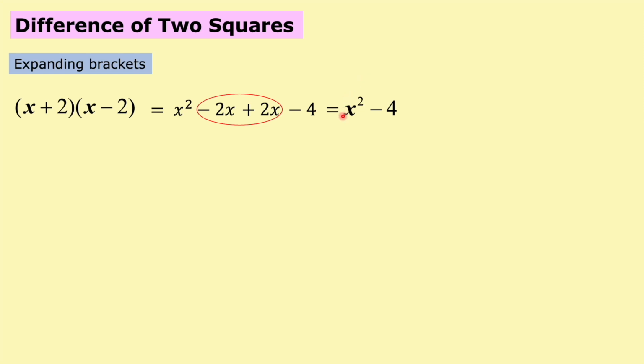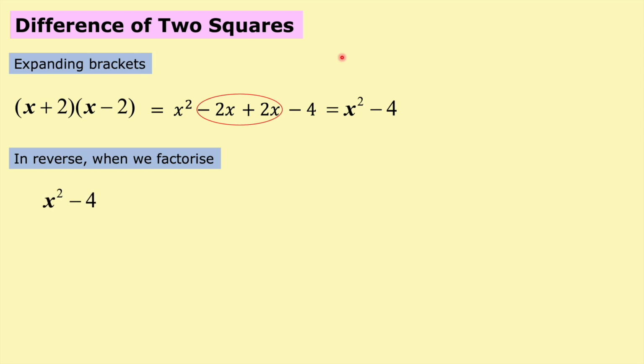And these are the type of expressions that we are going to be factorising today. So we're going to be putting them back into these double brackets. So in reverse, when we factorise, we're going to be taking something of this form and putting it back into these original brackets. And notice where the name difference of two squares comes from.